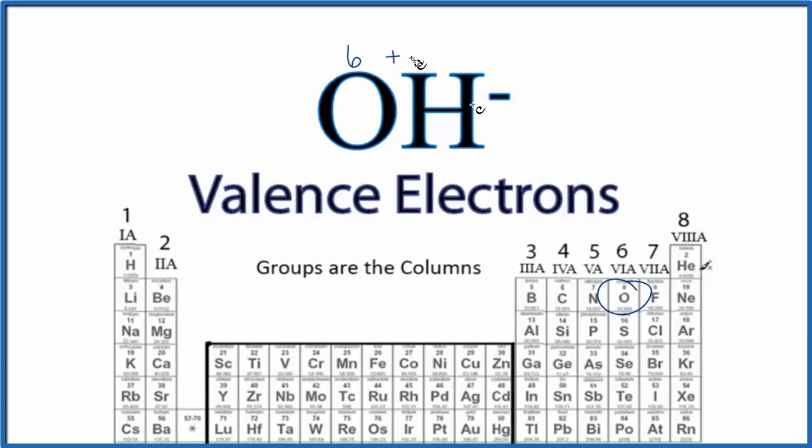We'll add to that the hydrogen. Hydrogen right here is in group 1, called 1A, and it has just 1 valence electron. We also need to take into account this charge here. When we have this negative, that's showing that there's an extra electron. Electrons are negative, and so we just have a negative sign here to show there's 1 more valence electron. So we're going to add that in here as well. And 6, 7, 8. So we have 8 total valence electrons here for this OH minus Lewis structure.